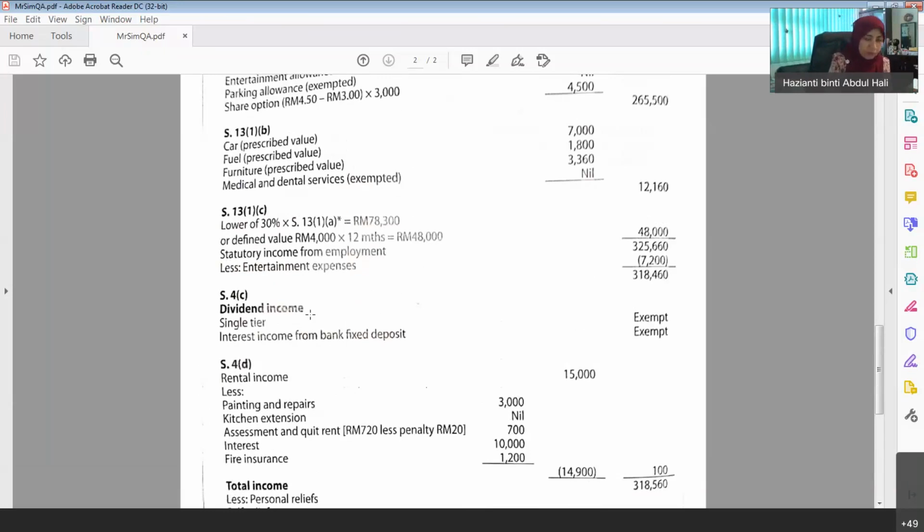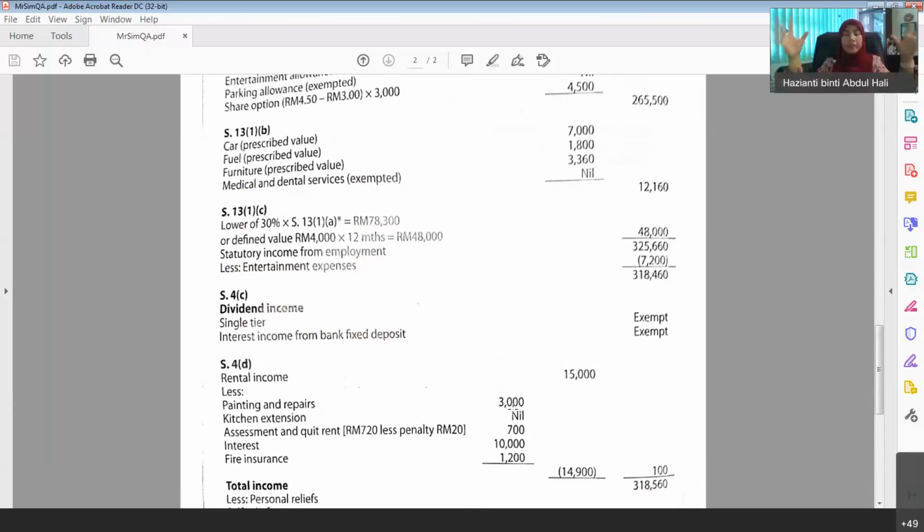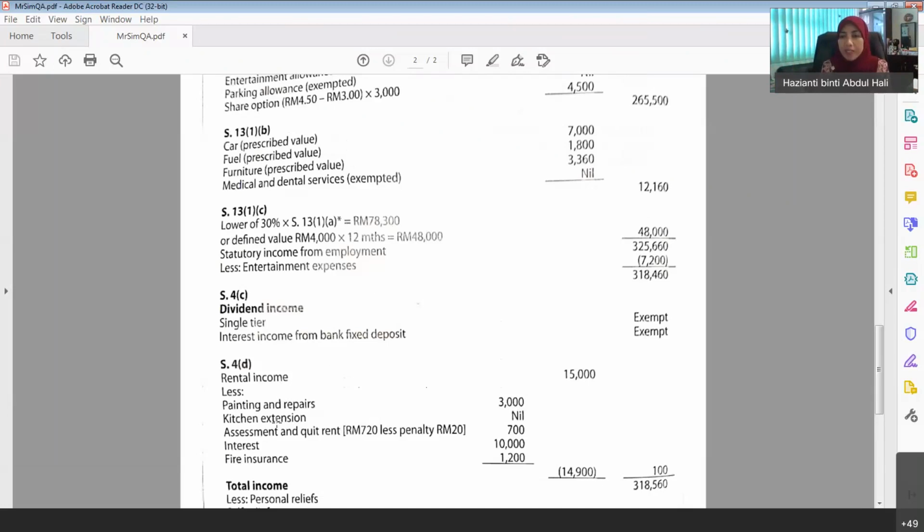Madam, nak tanya yang untuk bahagian painting and repairs tu kan? Kalau dia cakap okay, painting je boleh deduct juga eh? Boleh. Okay, terima kasih. Anything that does not change the nature of the house. Macam sini kitchen extension kan? You renovate, you add the kitchen, so jadi besar, you besarkan. That's why cannot. But painting, it doesn't change the nature of the house. We just paint balik.